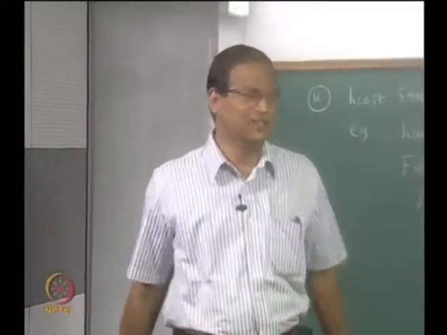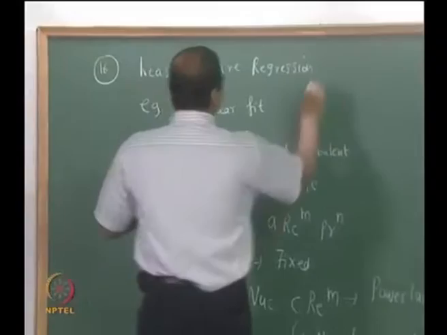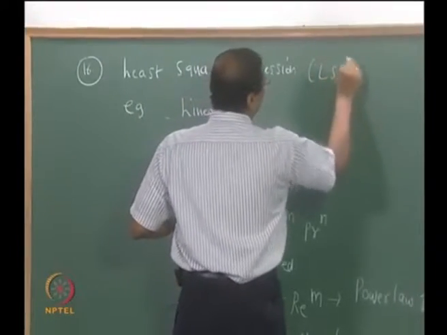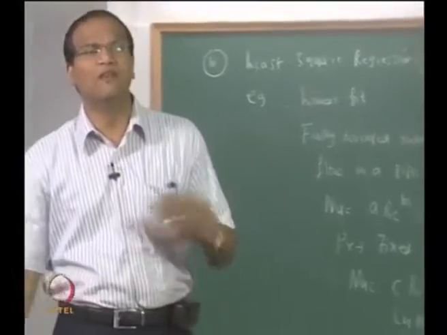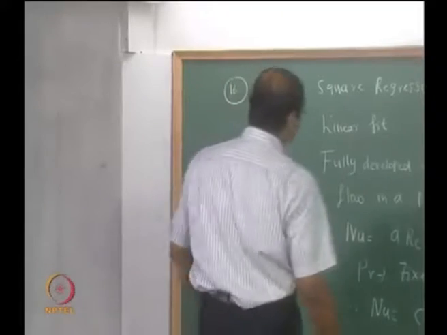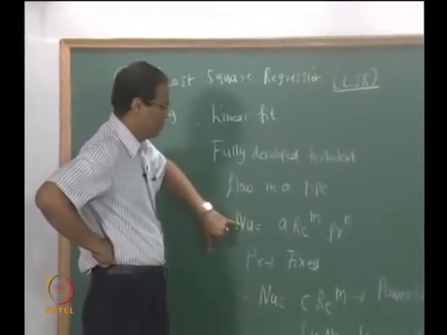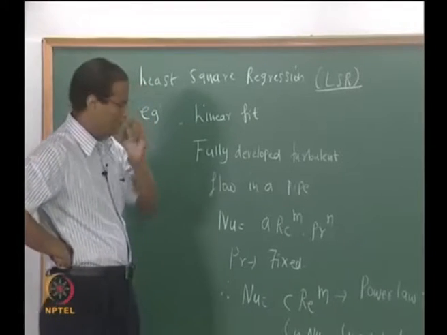Okay, so we will continue with the discussion on LSR, least square regression. Towards the end of yesterday's class, we looked at the classical problem of fully developed turbulent flow in a pipe, where the dimensionless heat transfer, given by the Nusselt number, can be written as A Reynolds number to the power of m and Prandtl number to the power of n.